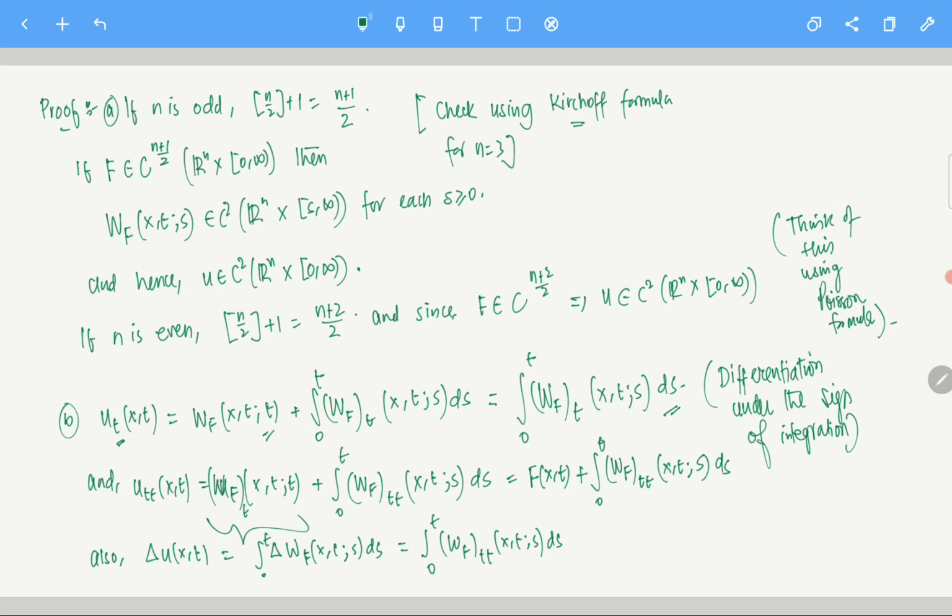Clear? Now if you take u_tt minus this, basically you have f of (x, t). I am not writing that part. I guess this is fine.